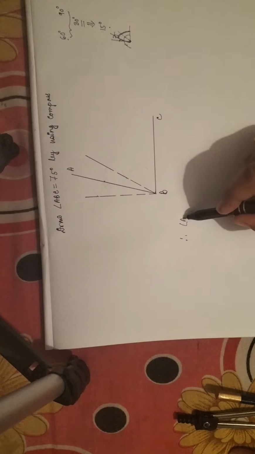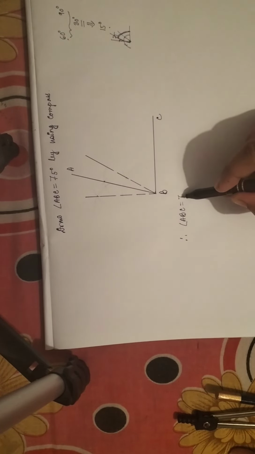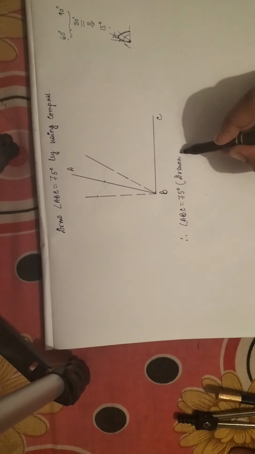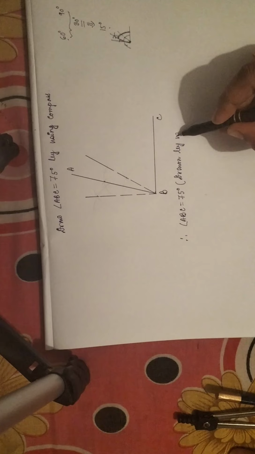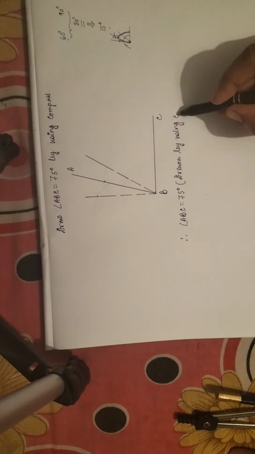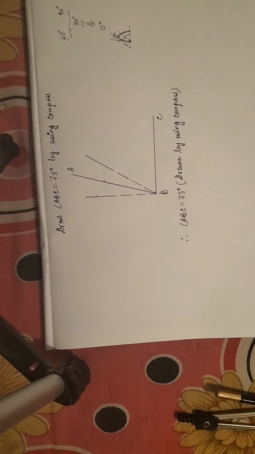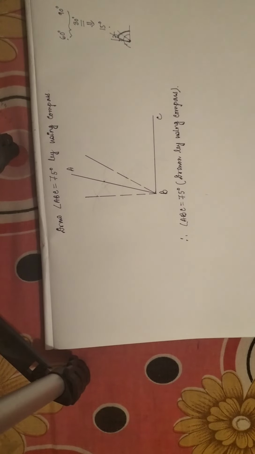So angle ABC equals to 75 degree drawn by using compass. And hence we have learned how all the acute angles, which are the multiples of 15 degree, should be drawn by using compass. And also we have learned the process of drawing right angle, that means 90-degree angle, by using compass.